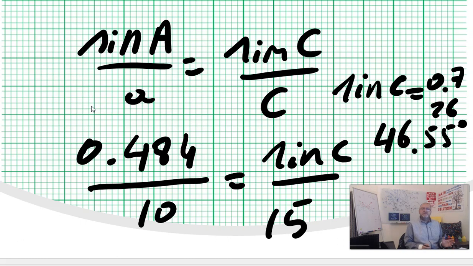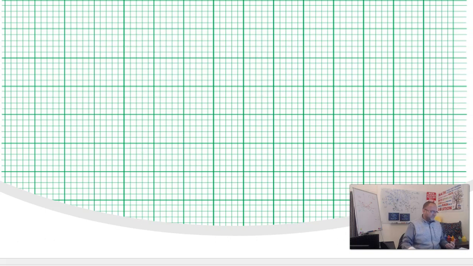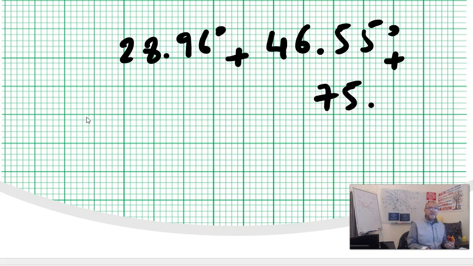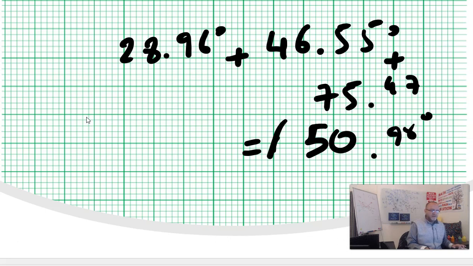But wait a second, we just did the same numbers with the law of cosine and sine mixed together, and we got that C is 75 degrees. If you add up 28.96 degrees, plus the C they found, 46.55, plus the B, which we found in the beginning, 75.47, what do you get? 150.98. Is this really a triangle? It's not a triangle. It's less than 180 because you didn't look at the sides.